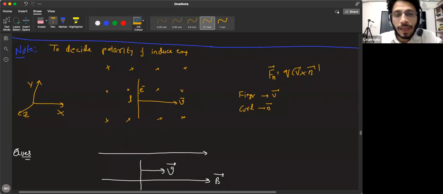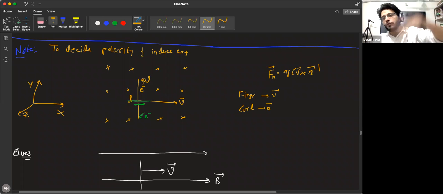But an electron is a negatively charged particle. The right-hand thumb rule gives the direction for a positively charged particle. So for a negatively charged particle, we will just reverse it. Whatever direction you get from the right-hand thumb rule, just reverse it. So what will be the movement? Electrons will come here, so this will become negative and this will become positive. One end is negative, another is positive.